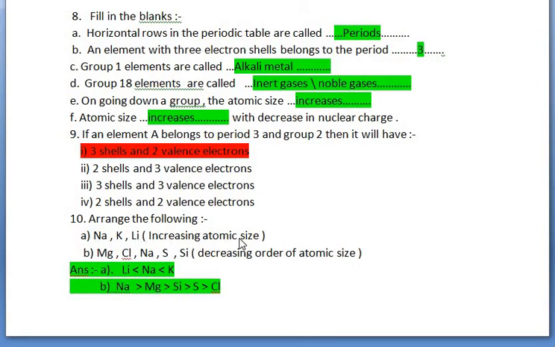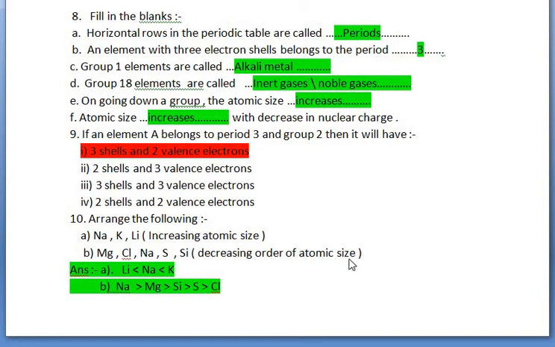If we are talking about the increasing order, it means the first element, the first thing, is smaller in size and then increasing, bigger and bigger ones. Okay, so this is lithium, sodium and potassium. Lithium has atomic number 3, sodium atomic number 11 and potassium atomic number 19. So they are group 1 elements, first lithium, then sodium, then potassium. So the bigger size is of potassium, then sodium and then lithium.